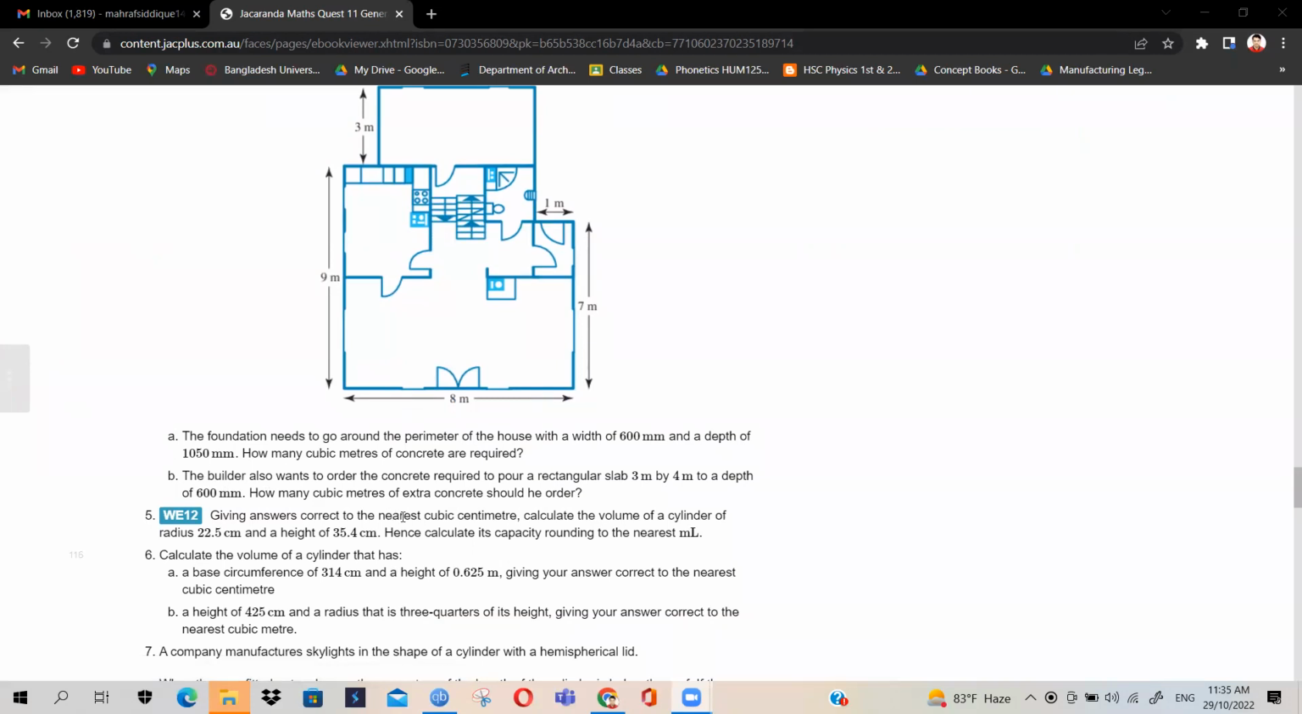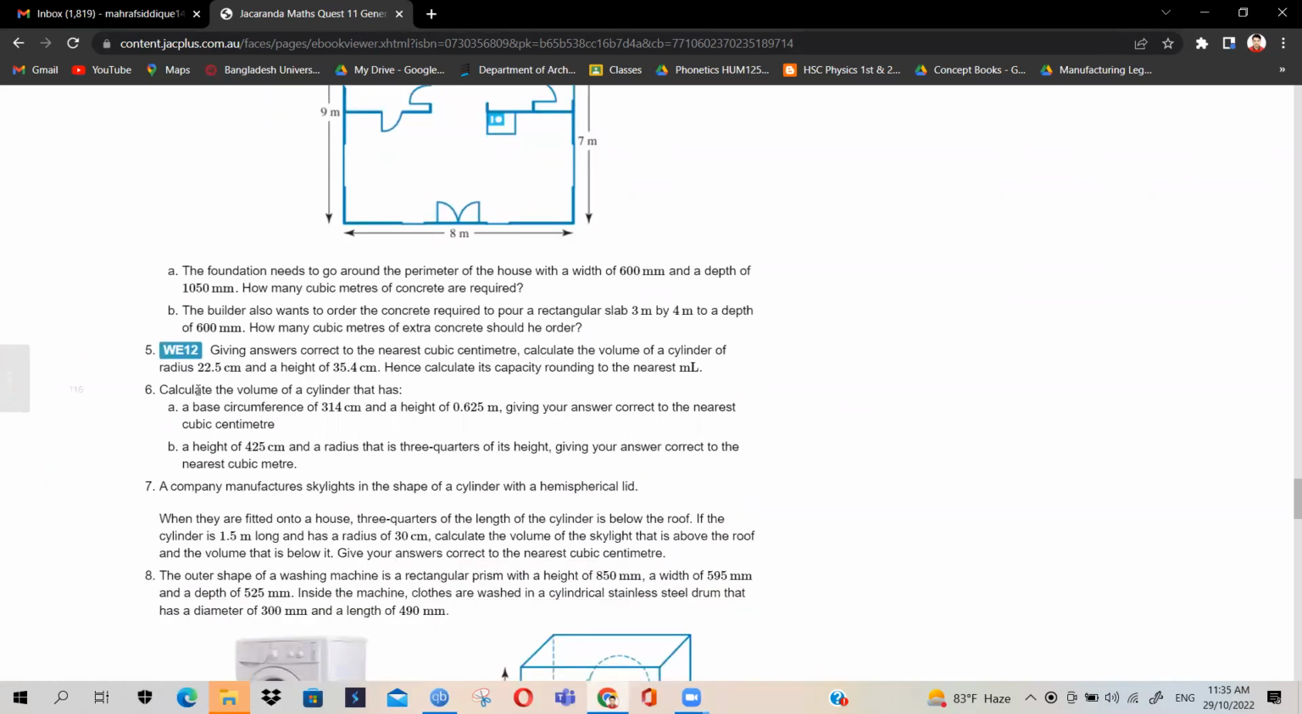And the builder also wants to order concrete required to pour a rectangular slab 3 meter by 4 meter to a depth of... This is pretty easy. Yes, that's easy.